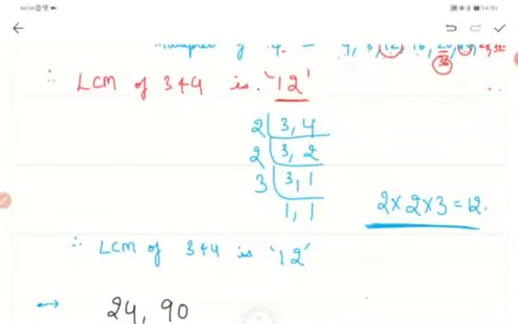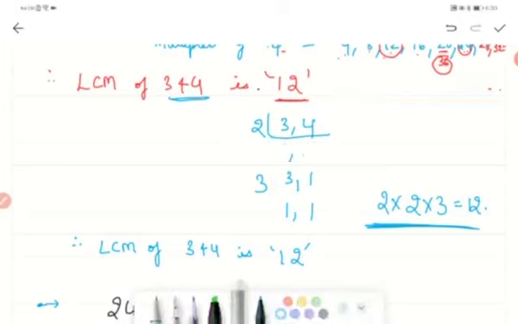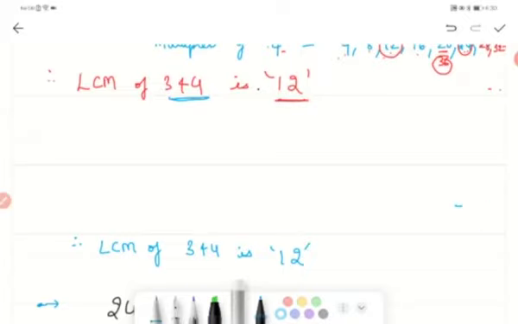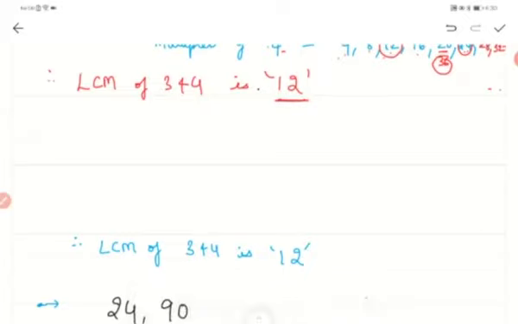Okay, so the numbers given are 3 and 4, isn't it? So what is the prime factorization method? You are going to divide the number. In HCF, we used to take individual numbers and find the factors like this, isn't it? But in LCM, you will take the numbers together and just divide them together.